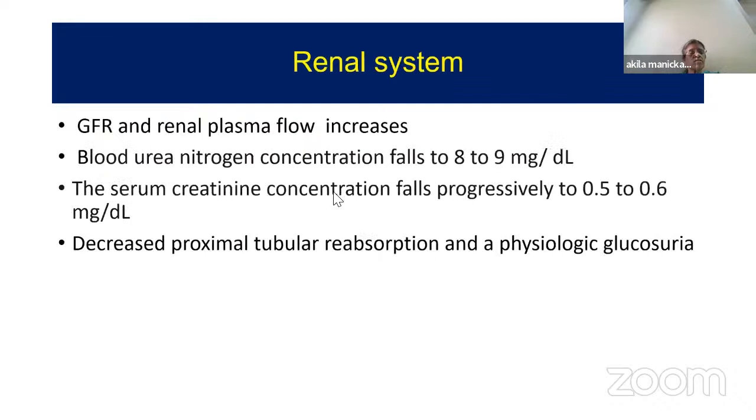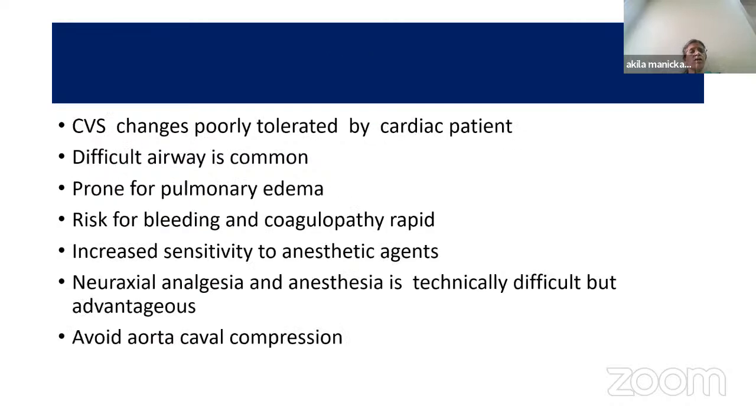Now when you look at the renal system, the renal blood flow and renal plasma flow increase, and your filtration rate is also more. So a serum creatinine of 0.5 to 0.6 milligram per deciliter is normal. Any value more than this indicates that the patient has gone into acute renal failure. These patients have some amount of physiological glucose in their urine, and diabetes should be screened only based on your oral glucose tolerance test and not based on the urine sugar values.